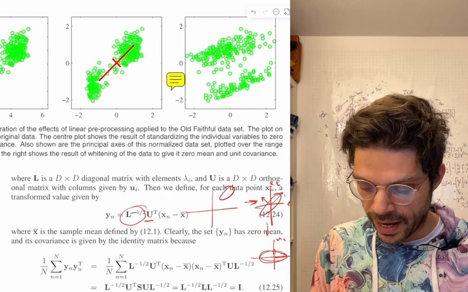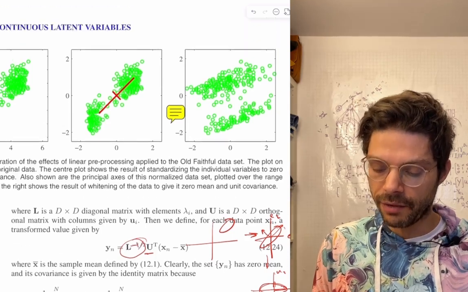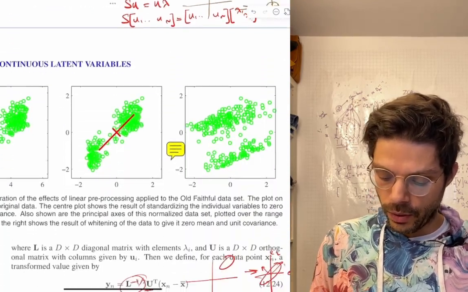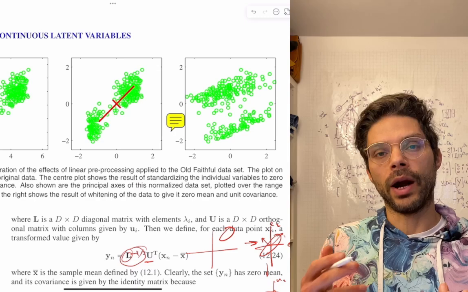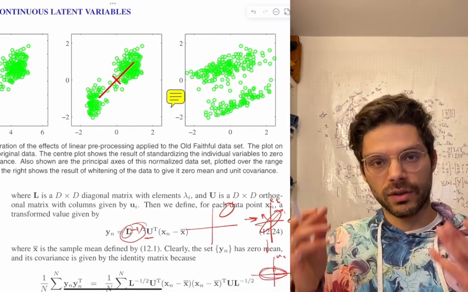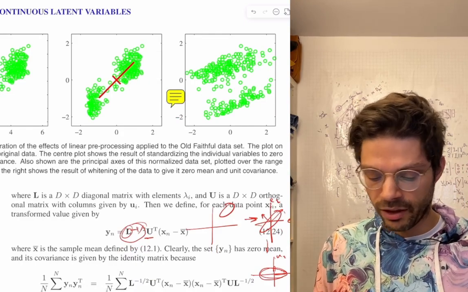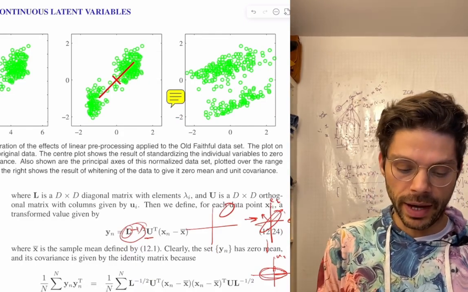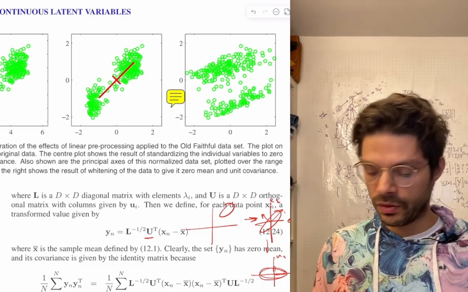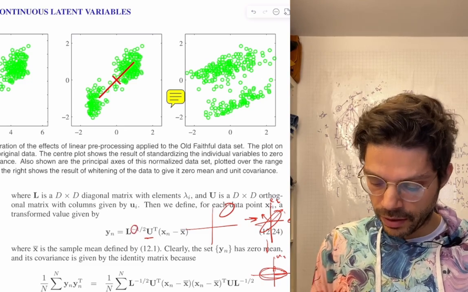So notice that this is -1/2, right? These are standard deviations. It's the square root of the variances, which gives standard deviations, and it's -1/2 because we are dividing. Okay, so highlight this, it's -1/2.